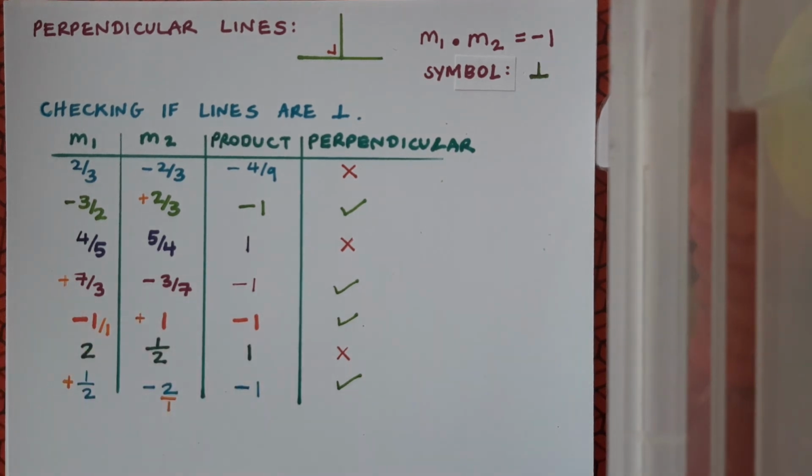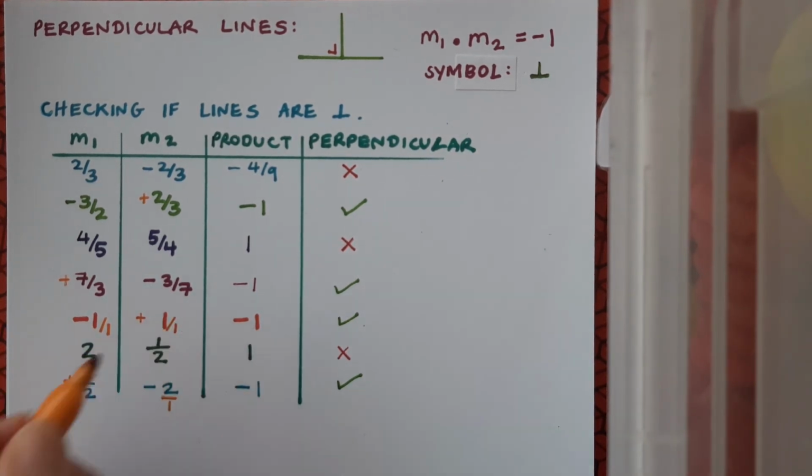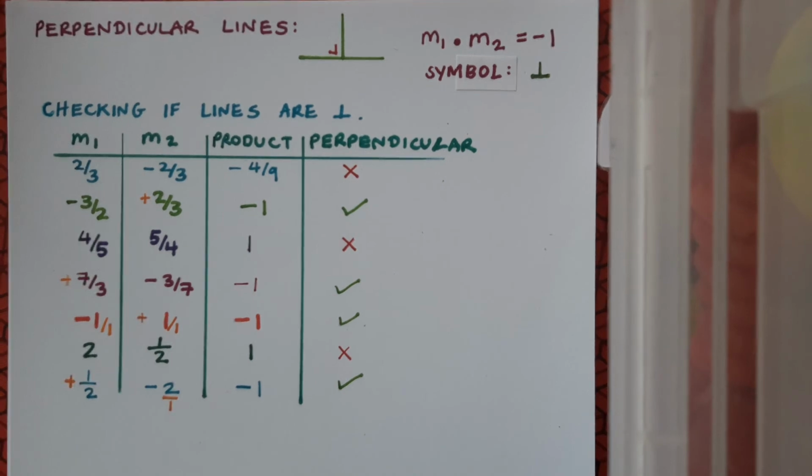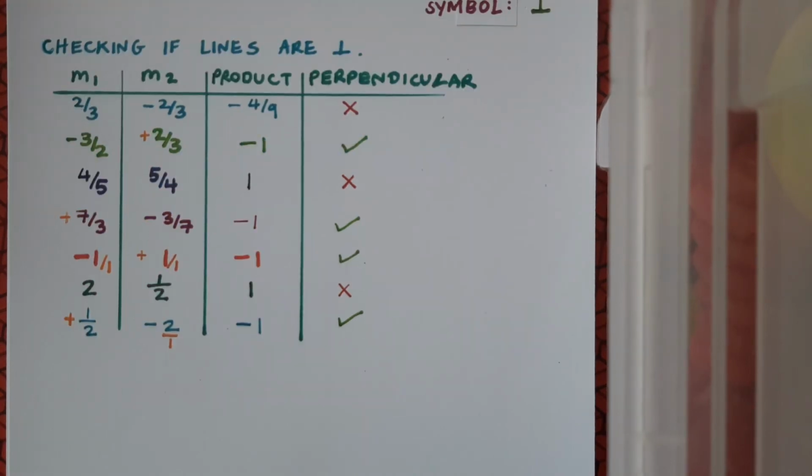Change it to positive, flip it over. I end up with 1/1 again. So -1 and +1 are the slopes of perpendicular lines. And that's a handy little trick to know, because I can use that if I know the slope of one line to find the slope of the line that is perpendicular to it.